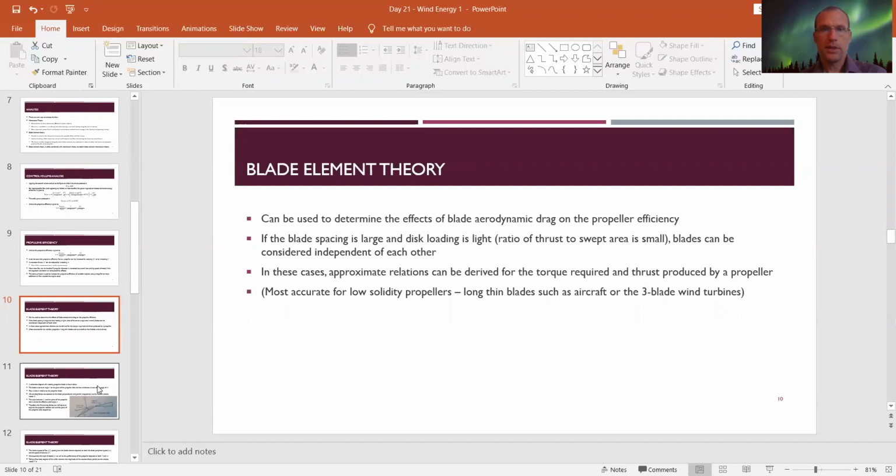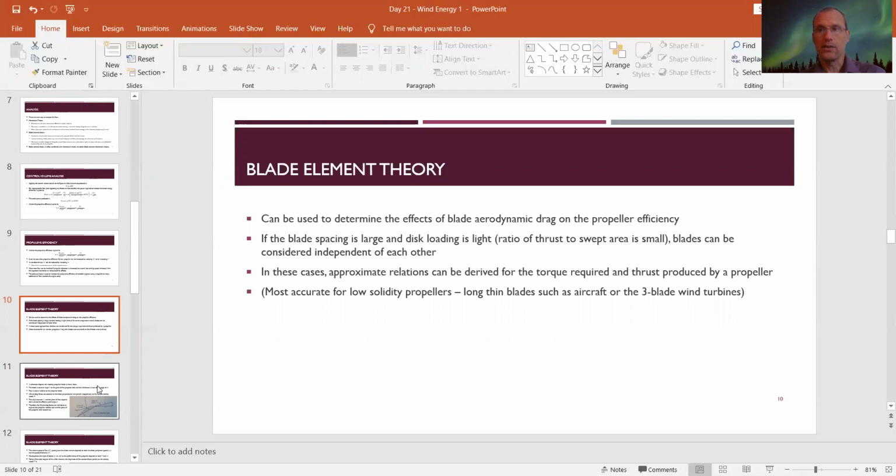The other way to analyze these things is blade element theory. This can be used to determine the effects of blade aerodynamic drag on the propeller efficiency. The blade spacing is large and the disk loading is light, meaning the ratio of the thrust to swept area is small. So basically what you want are blades that look a lot like an airplane propeller, very thin and spaced apart a lot.